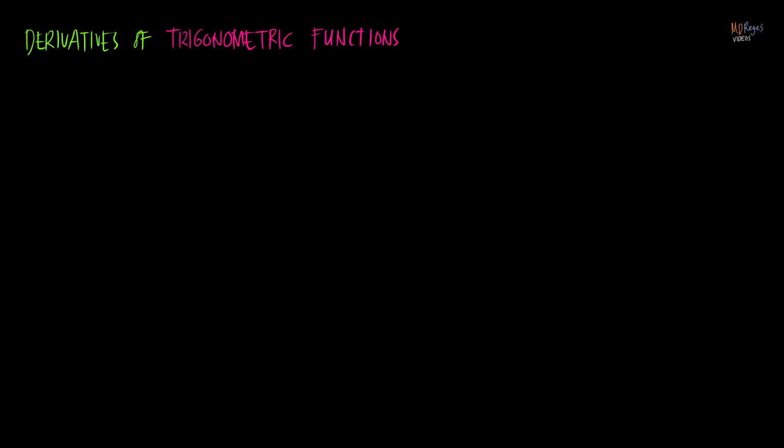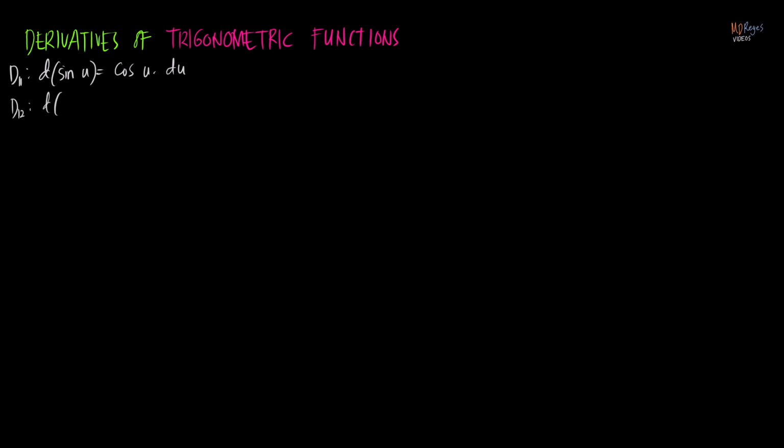In this video, I'll be giving examples on the differentiation of trigonometric functions. So here are the formulas for the derivatives of such functions. For the derivative of sine of u, for any function u, it's equal to cosine u times the derivative of u, where u is the angle.